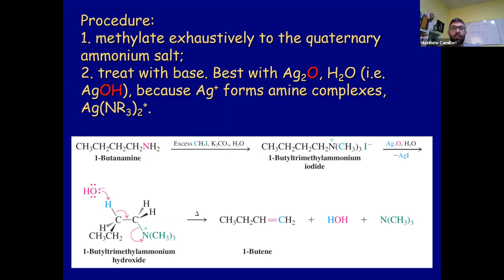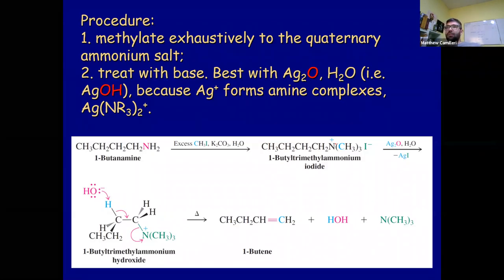Once you methylate, then you react with a base, and the best base for this reaction is actually silver oxide and water. And this would then be able to proceed with the reaction spectacularly. The reason why we use silver salts is because silver will then complex with the amine, taking it out of solution, so the reaction can shift even more forward. Remember, these reactions aren't the most feasible spontaneous reactions. They are useful, but they're not the most feasible reactions.